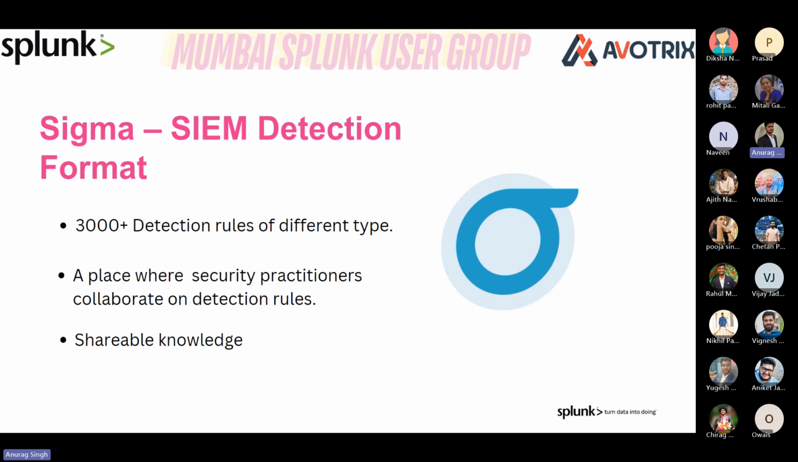So for example, let's consider a simple one, brute force. To understand it, for brute force I have to detect some number of failed login attempts. For detecting it, I have to capture this condition. So in Sigma detection, you can see there are 3000 plus different rules here, and it is also open source and available to everyone. Let's see a few examples.